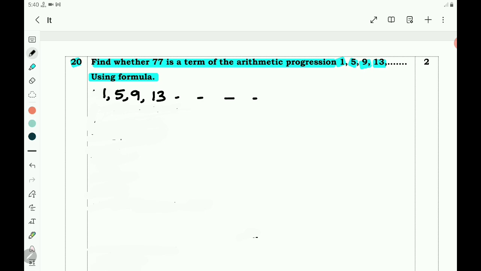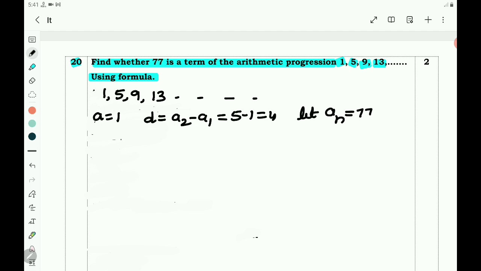Then you write a, first term, a equals what? 1. This is the first term. And d is equal to a2 minus a1, that is 5 minus 1, 5 minus 1 equals 4. Then let us consider, let an equals 77. Then you write n equals question mark.